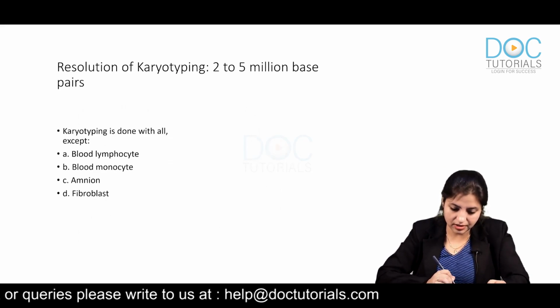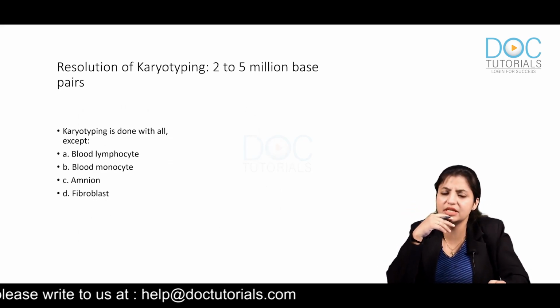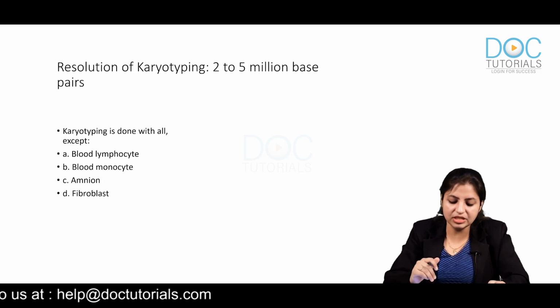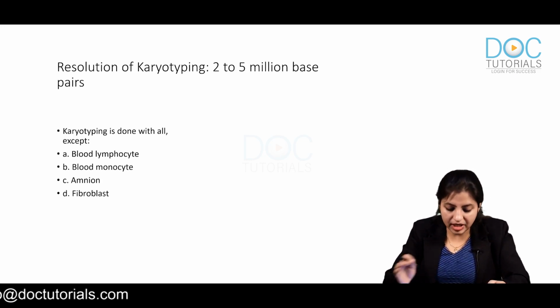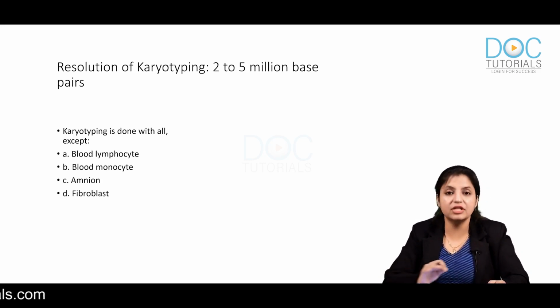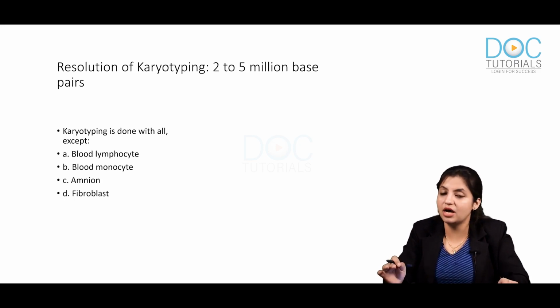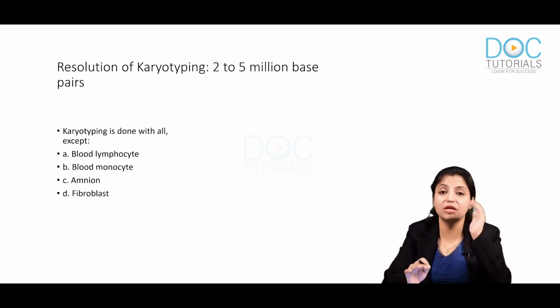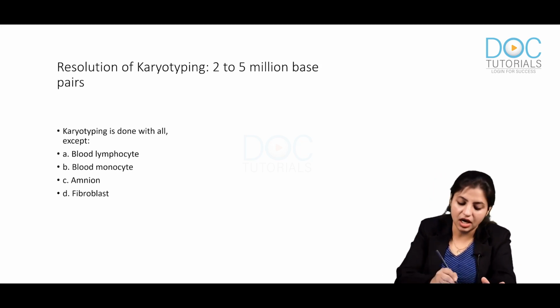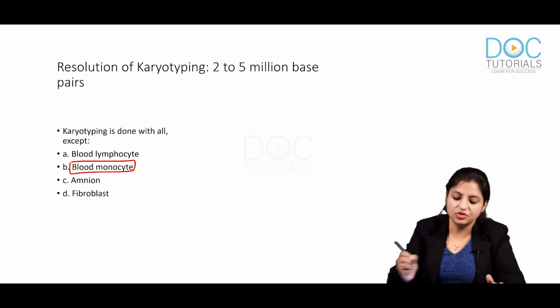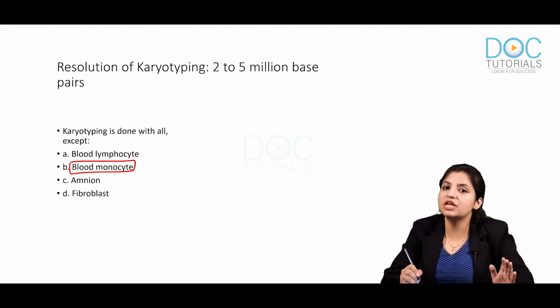I think there was a question which came in the exam recently: karyotyping is done with all except. So remember, it can be done with amnion, with fibroblasts, with blood cells, with lymphocytes, because they can be made to divide. But cells which never divide are blood monocytes. So we never do karyotyping on monocytes.